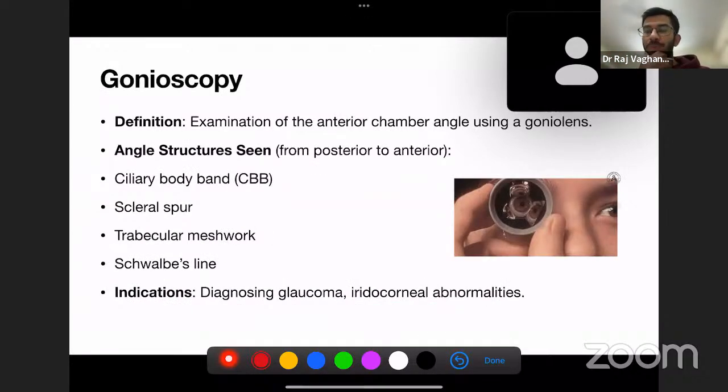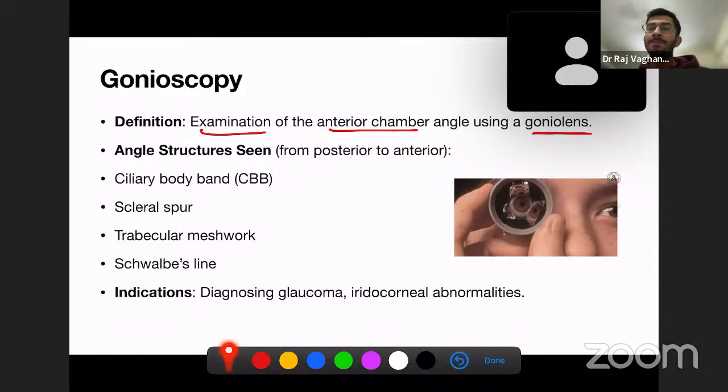Now, what is gonioscopy? Gonioscopy is another practical aspect to determine eye disorders. It is used to examine the anterior chamber using a gonio lens. This is the gonio lens, and we are examining the anterior chamber of the patient. Angle structures are seen.